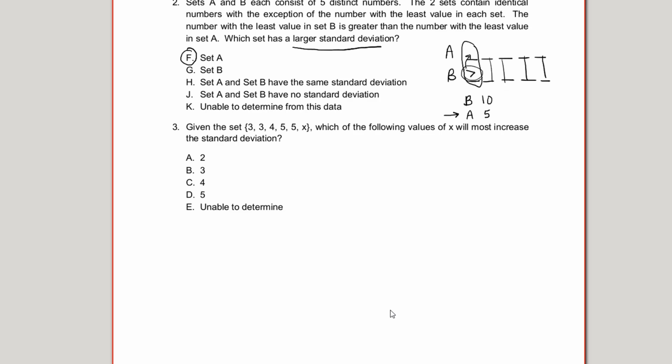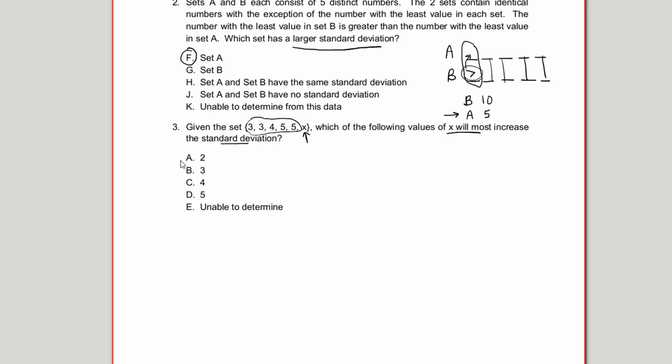Question 3 says, given the set 3, 3, 4, 5, 5, x, which of the following values of x will most increase the standard deviation? So we're looking for the value of x that's going to increase standard deviation the most. When we look at the values that were given, 3, 3, 4, 5, and 5, we want to see what value would most increase that standard deviation, and it's going to be the value that is the most different from the ones that were given. We're not told necessarily that this is in increasing order, so we cannot assume that.